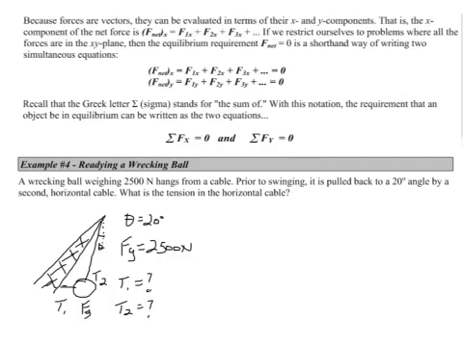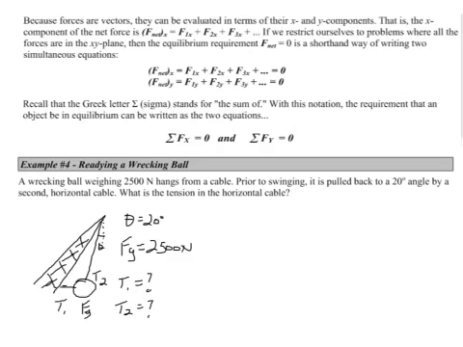We have a wrecking ball that weighs 2,500 newtons and hangs from a cable. Prior to swinging, it's pulled back to a 20-degree angle by a second horizontal cable. What is the tension in that horizontal cable? So here's our wrecking ball, and we've got our horizontal cable here. We've got this cable that's held back at a 20-degree angle. We know that the force from gravity on the wrecking ball is 2,500 newtons.